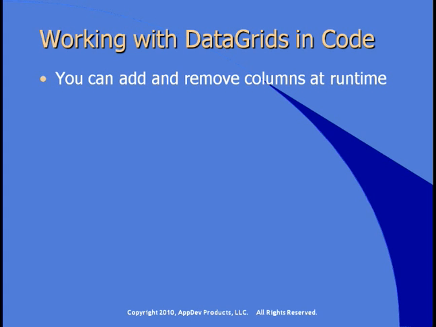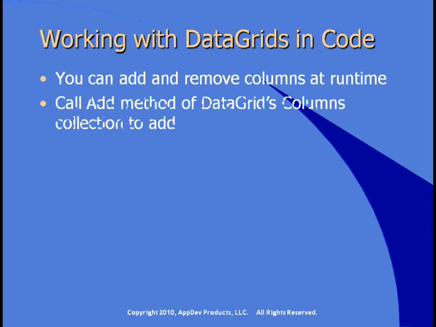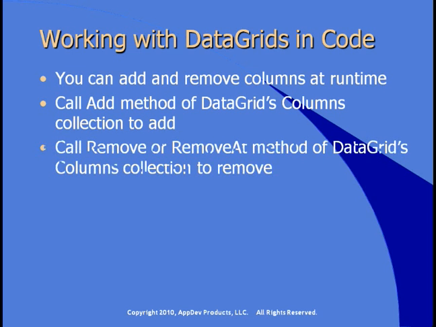At runtime, you can also add and remove columns in code. You can add columns by calling the Add method of the data grid's Columns collection. And then to remove a column, you can call the Remove or the RemoveAt method of the Columns collection. If you call Remove, you're going to pass the column object. If you call RemoveAt, you'd pass an index.